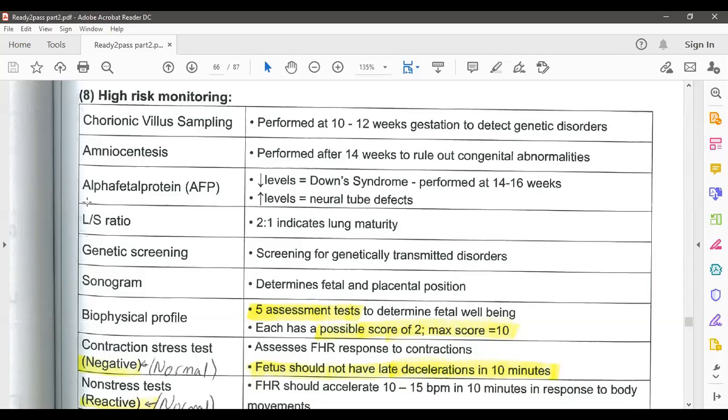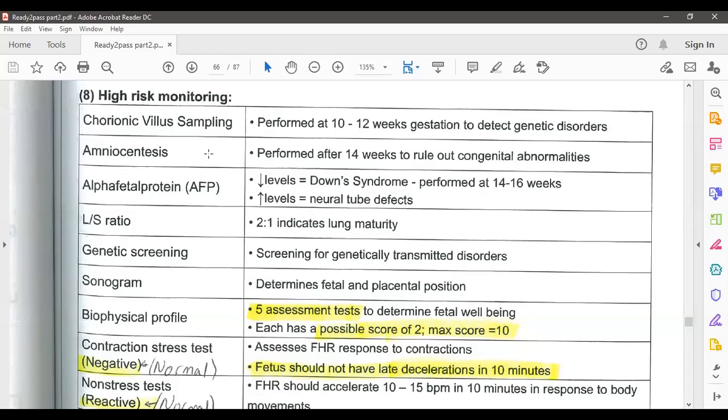If the mother has amniocentesis, there are some complications: amniotic fluid embolism or hemorrhage, infection, leakage of amniotic fluid, premature rupture of the membrane. Chorionic villus sampling also causes premature rupture of the membrane.